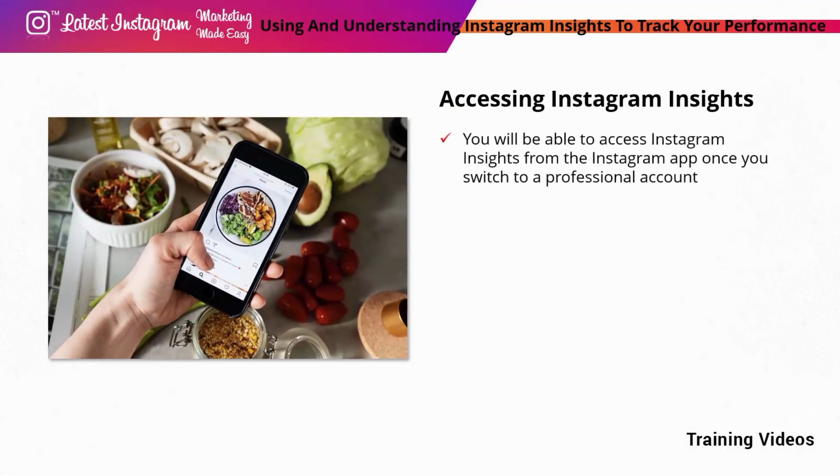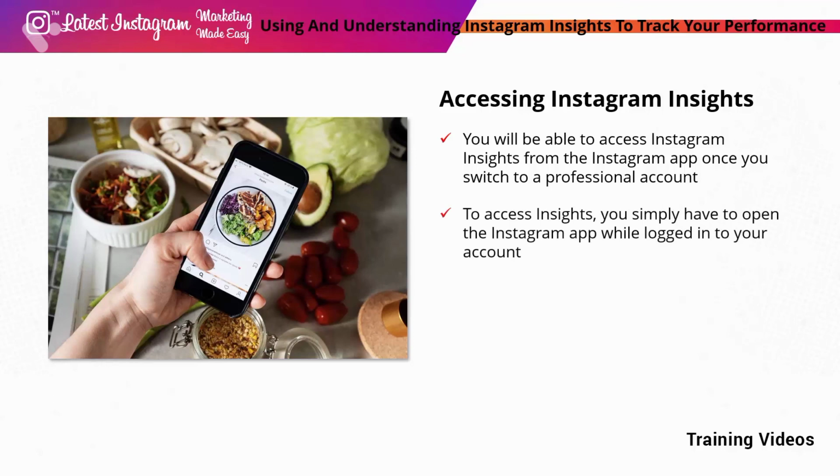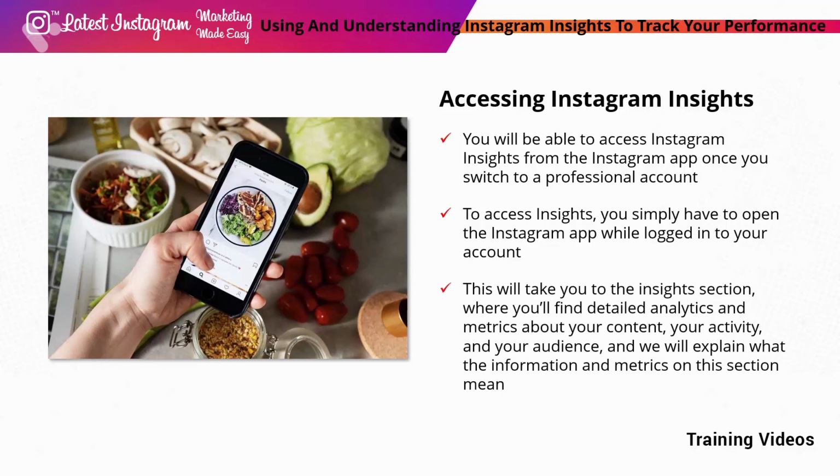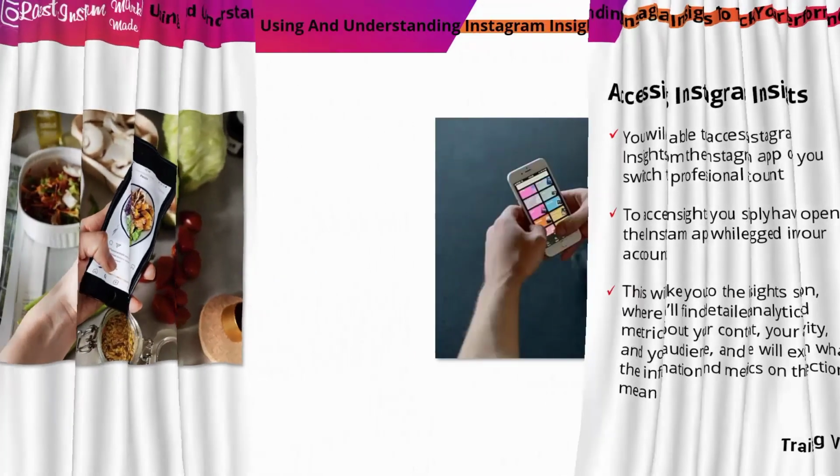You will be able to access Instagram Insights from the Instagram app once you switch to a professional account. To access Insights, you simply have to open the Instagram app while logged into your account. Tap on the profile icon, then tap on the menu icon. Lastly, tap on the Insights tab on the menu. This will take you to the Insights section, where you'll find detailed analytics and metrics about your content, your activity, and your audience. And we will explain what the information and metrics on this section mean.